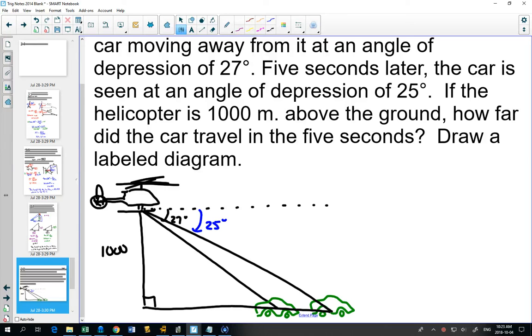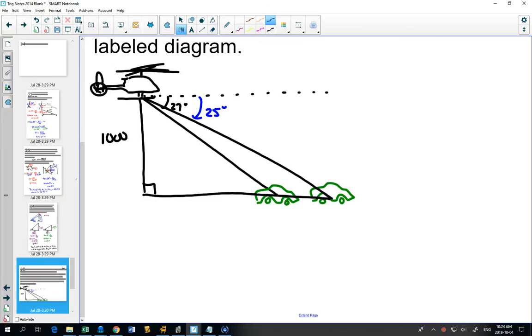There's our right angle triangle. Can you see that this is another case of one right angle triangle inside of the other one? The other thing we have to look at in this case is that our angles of depression are not actually labeled inside of our triangle. Right? The 25 degrees is not inside of any of the triangles. The 27 degrees is not inside any of the triangles. How far did the car travel in 5 seconds? So we want to find this length here in blue. I'm going to call that x.